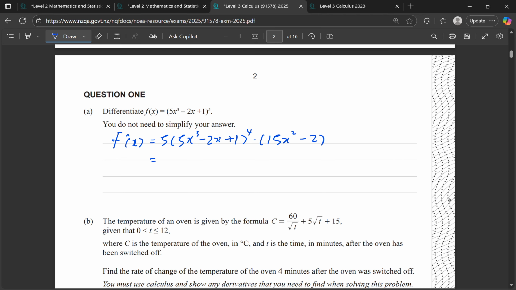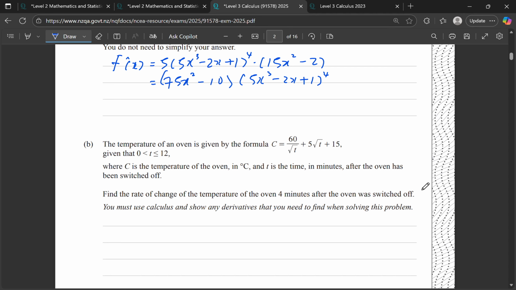So that means 75x squared minus 10 times (5x cubed minus 2x plus 1) to the power of 4. This is right. Yeah, good.